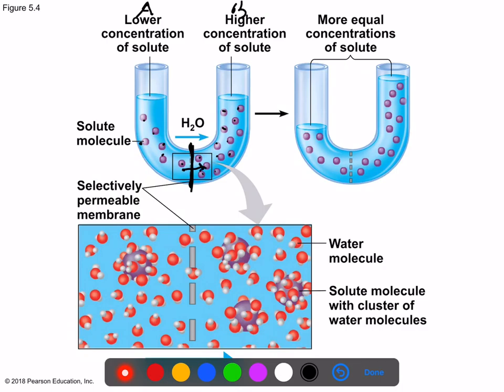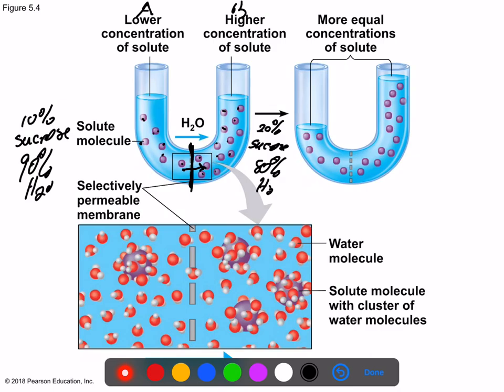So in what direction will water go? Well, remember that if you have a small concentration of particles, say maybe you have 10% sucrose, table sugar, this really means that solution A has 90% water. If there's 10% sucrose dissolved in water, then 90% must be water. However, on side B, let's say that we have 20% sucrose. What this really means is that you'd have 80% water.